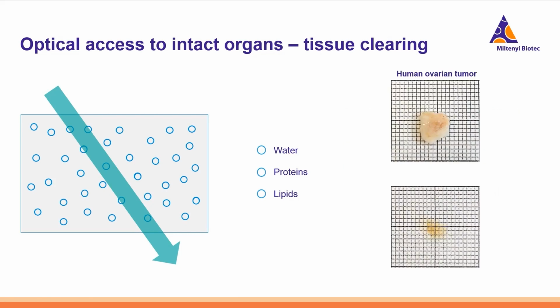This is actually a very similar effect that's also happening during tissue clearing. Here's a biological example. On top we have a non-cleared human ovarian tumor, and on the bottom the same tumor has been cleared. That's why we can see the grid below the tissue actually.